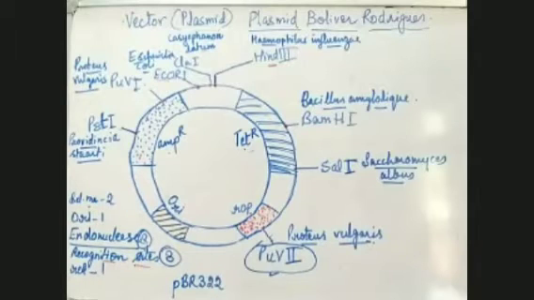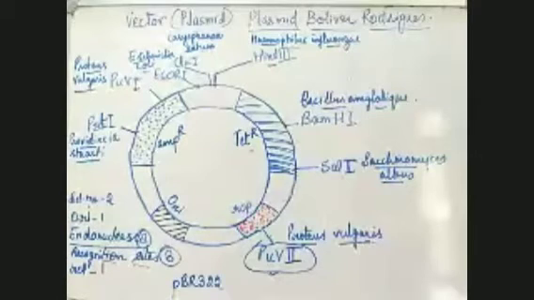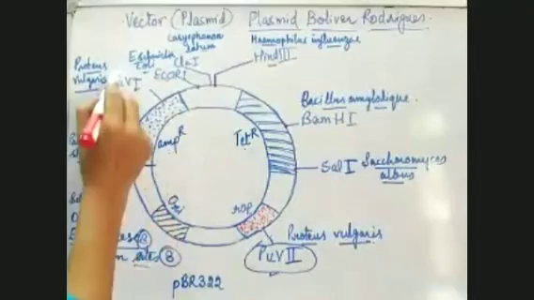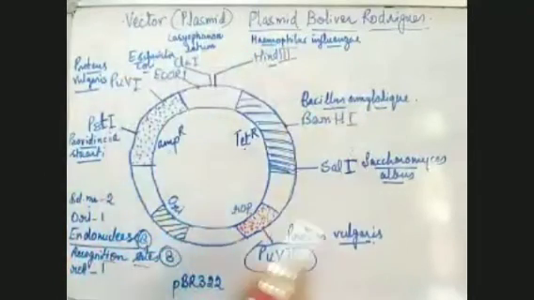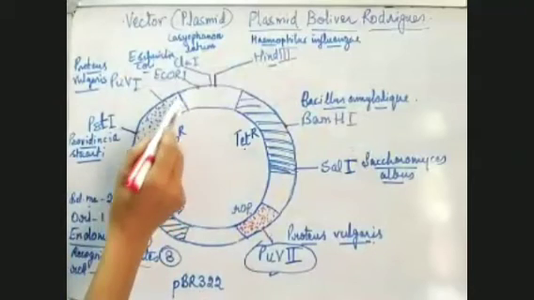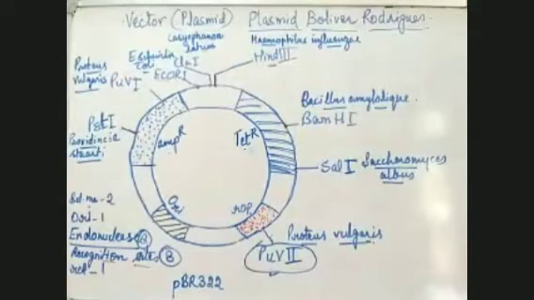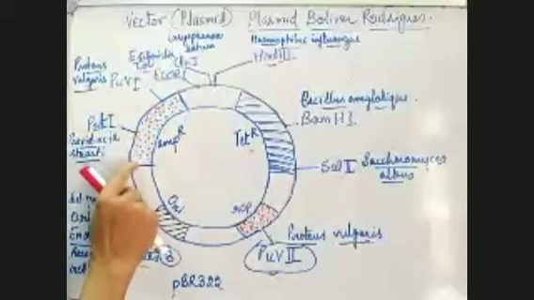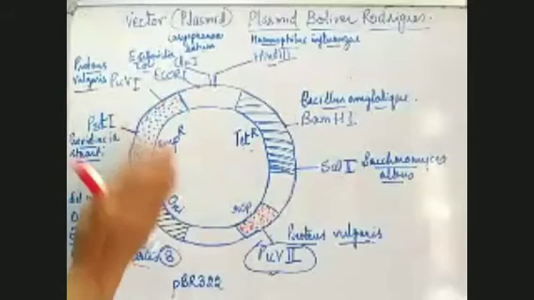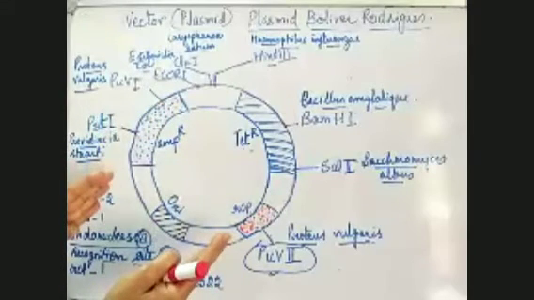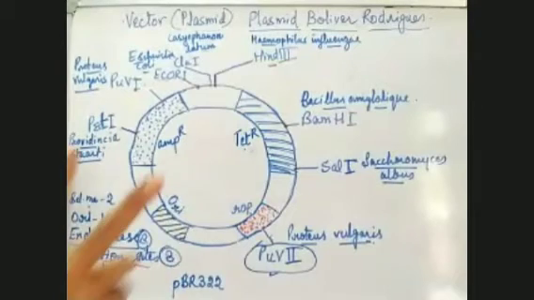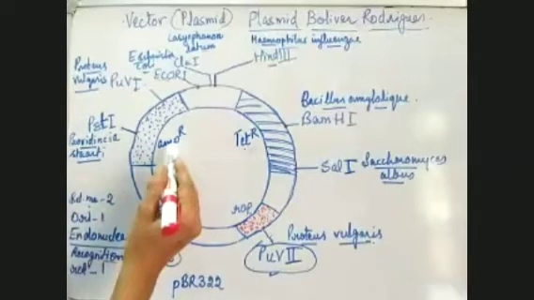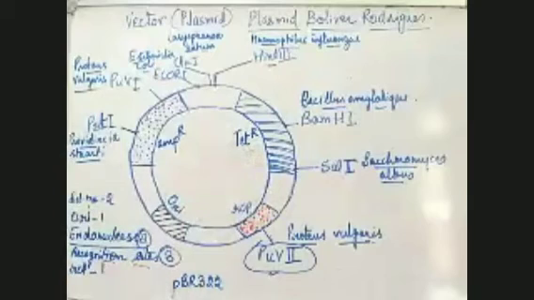Now, how do these work? This I'm going to tell you. Before this, I would like to be sure this PBR322 is clear to you. These are different recognition sites. These are endonucleases. This is ampicillin resistance, which is provided here. That means if this plasmid is put in, we have two selectable markers here. One is ampicillin resistance, another is tetracycline resistance.